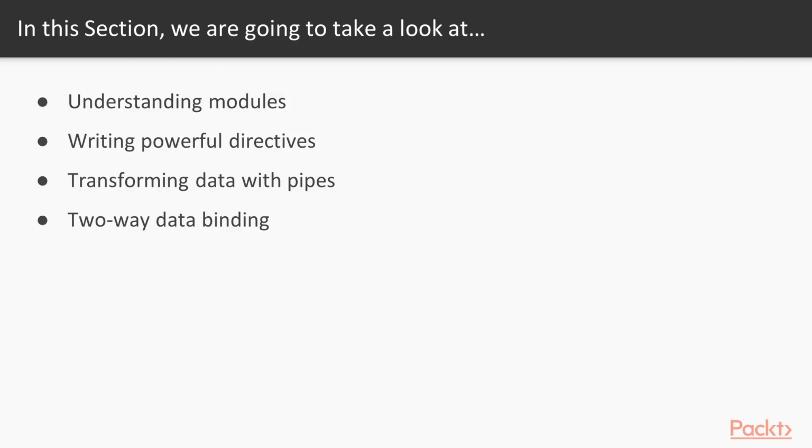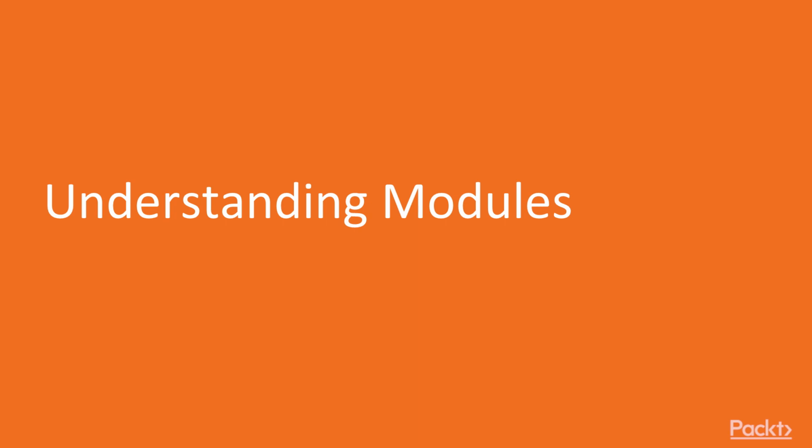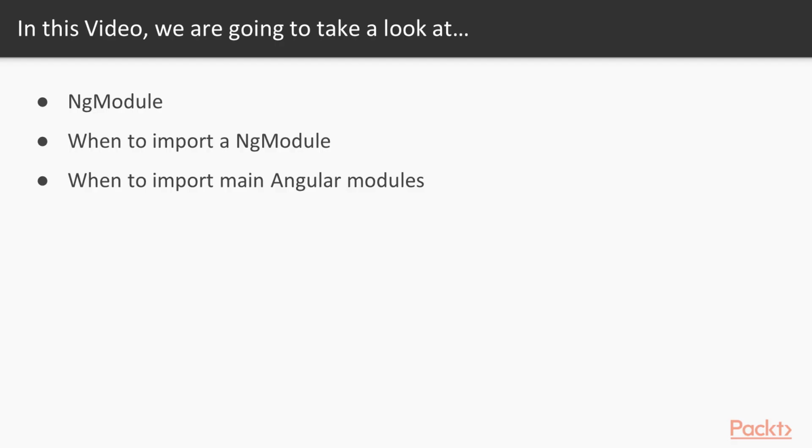In this section at the beginning, we'll go through Angular modules. Then we'll write some powerful directives. Next, we'll transform data with pipes, and at the end, we'll create a two-way data binding in two ways. So in this video, we are going to focus on NgModule, when to import an NgModule, and when to import main Angular modules.